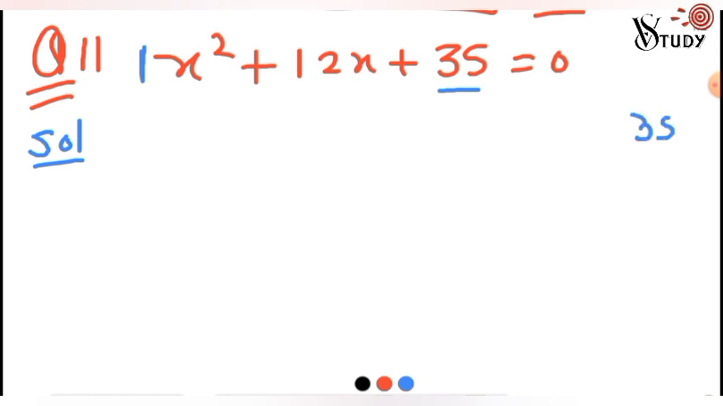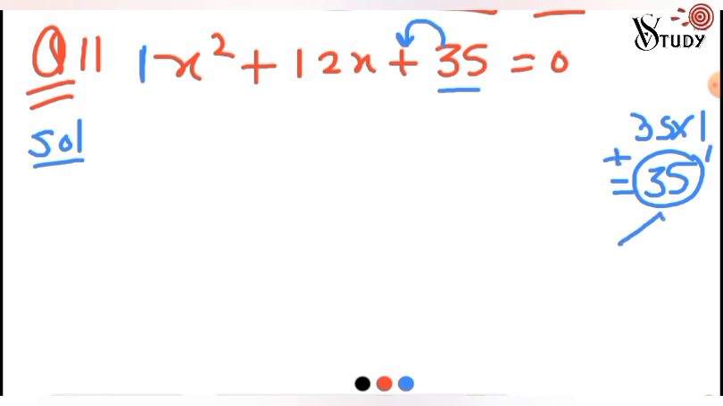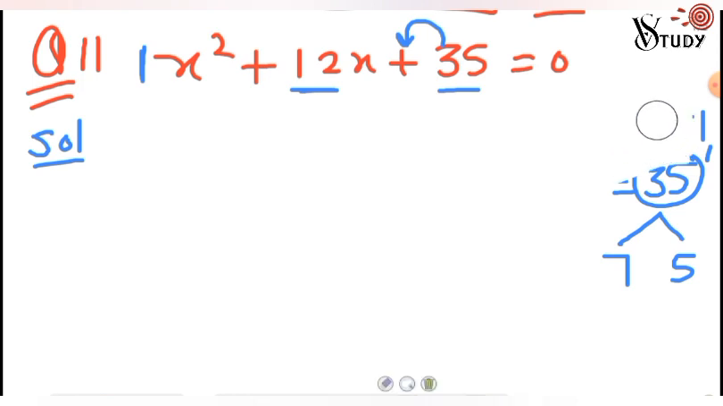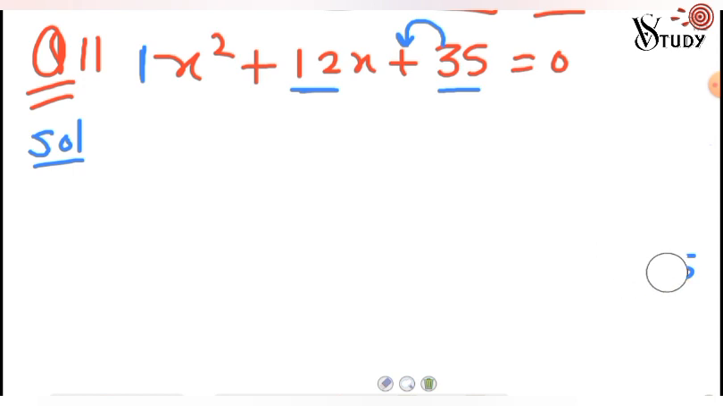So here 35 is multiplied by 1 and we have 35. And the sign of the constant term is positive here. So we have to find 2 factors of 35 whose sum will be equal to 12. These are 7 and 5: 7 fives are 35 and the sum of 7 and 5 is equal to 12. So let's remove this. This is the basic strategy to solve this problem. So let's start solving this question.